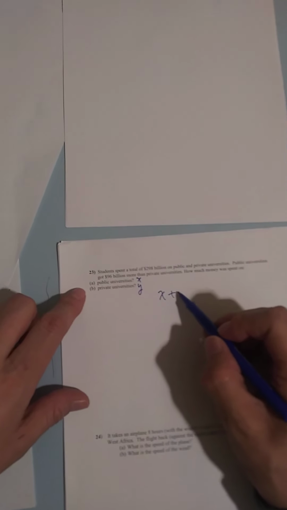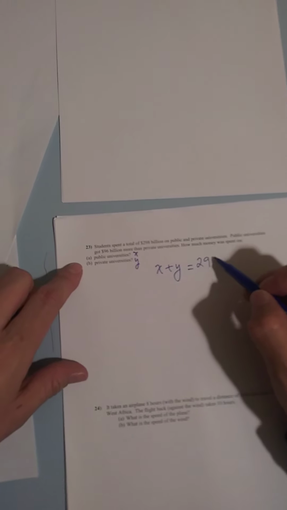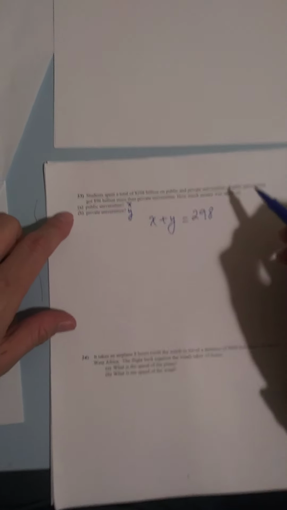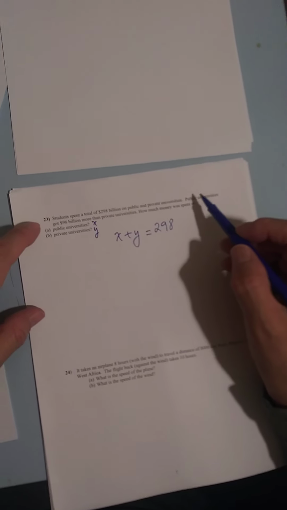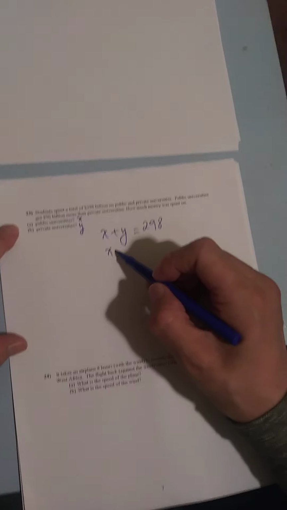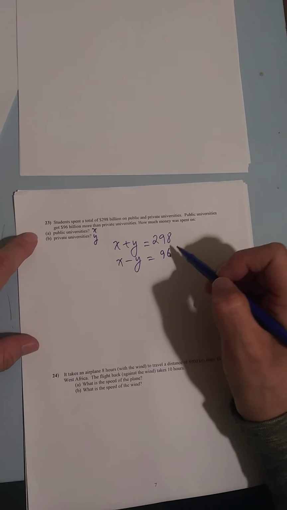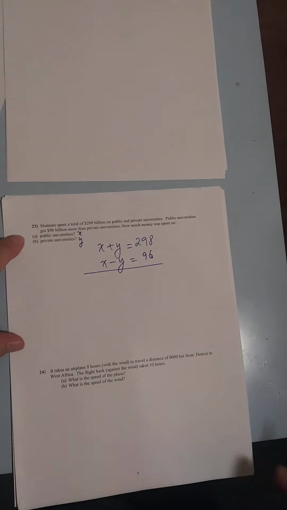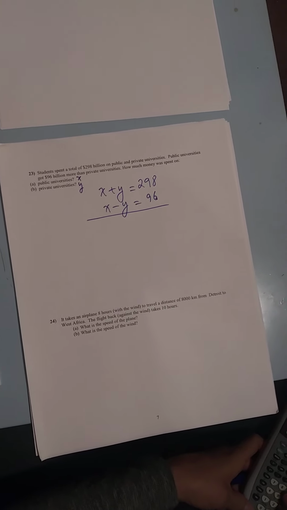X plus Y is the total amount spent, which is 298 billion. The difference is X minus Y. Why X first? Because public universities got more and we call it public X. So the difference is X minus Y equals 96. Okay. This system of equations can be solved by addition.